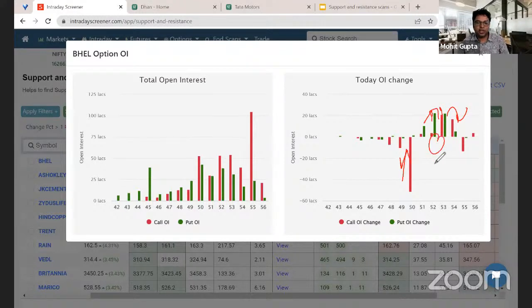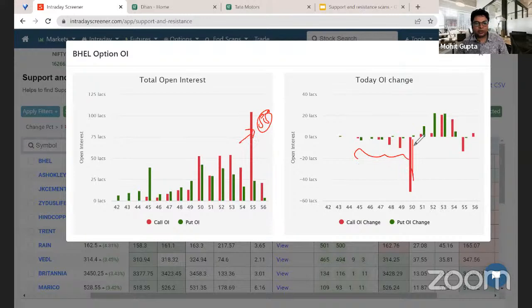So you can see in BHEL even 52, 53, a lot of put writing has happened, and you can see how this is changing, right? And most call shifting happened to 55. It's the basics of an options chain, what is support and resistance. So from here I can see clearly that this is the level where I will not enter this trade. Why? Because highest open interest is there.